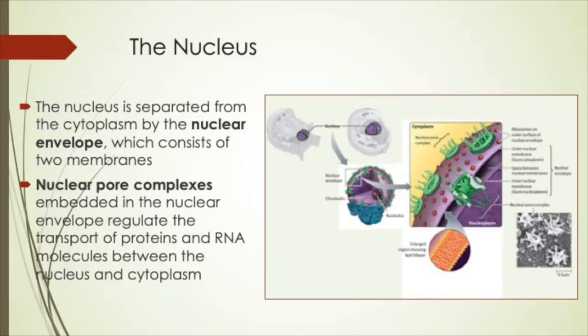Supportive cell walls surround the plasma membranes of fungal, plant, and protist cells. So we'll talk about the cell walls in a bit. The nucleus. So, nuclear membranes, nuclear envelopes. You can say it either way.